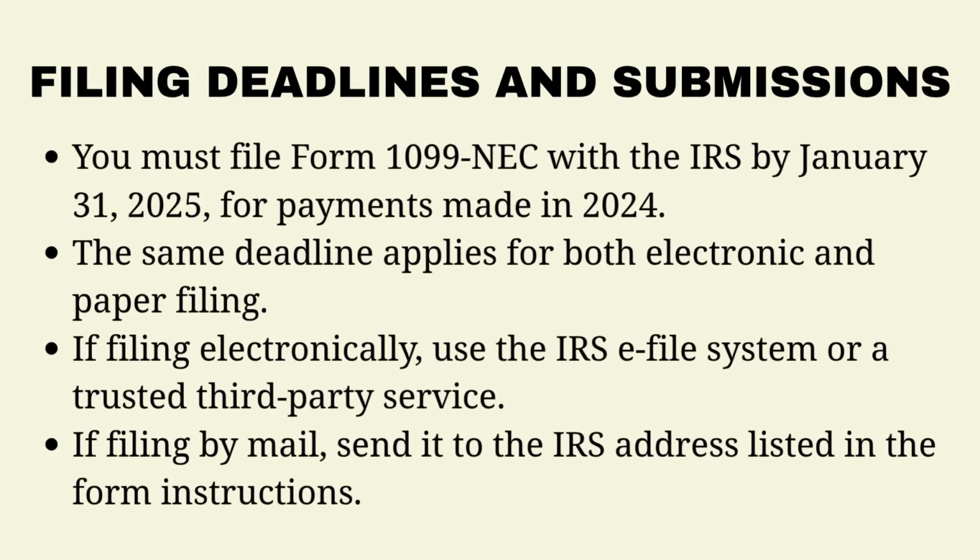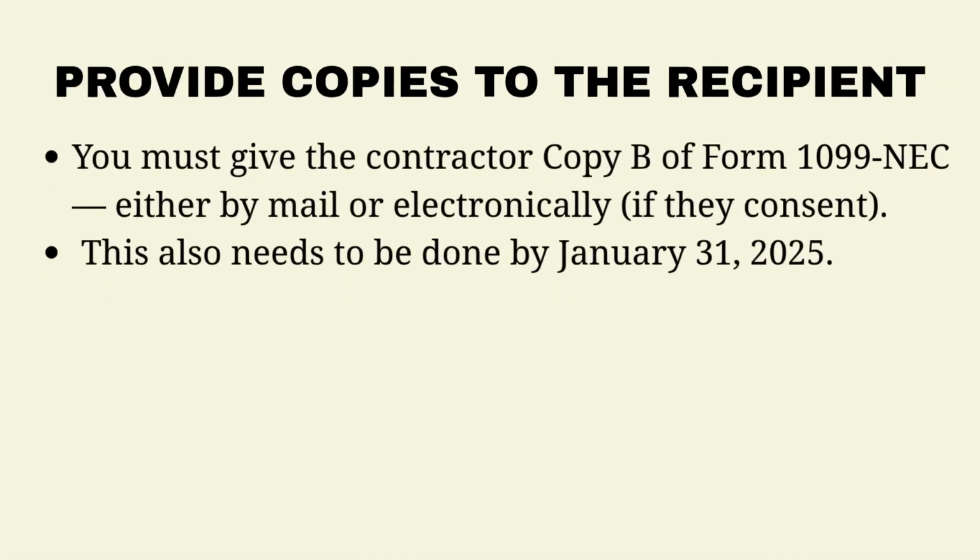Filing deadlines and submissions. You must file Form 1099-NEC with the IRS by January 31, 2025, for payments made in 2024. The same deadline applies for both electronic and paper filing. If filing electronically, use the IRS e-file system or a trusted third-party service. If filing by mail, send it to the IRS address listed in the form instructions. Provide copies to the recipient. You must give the contractor Copy B of Form 1099-NEC, either by mail or electronically if they consent. This also needs to be done by January 31, 2025.